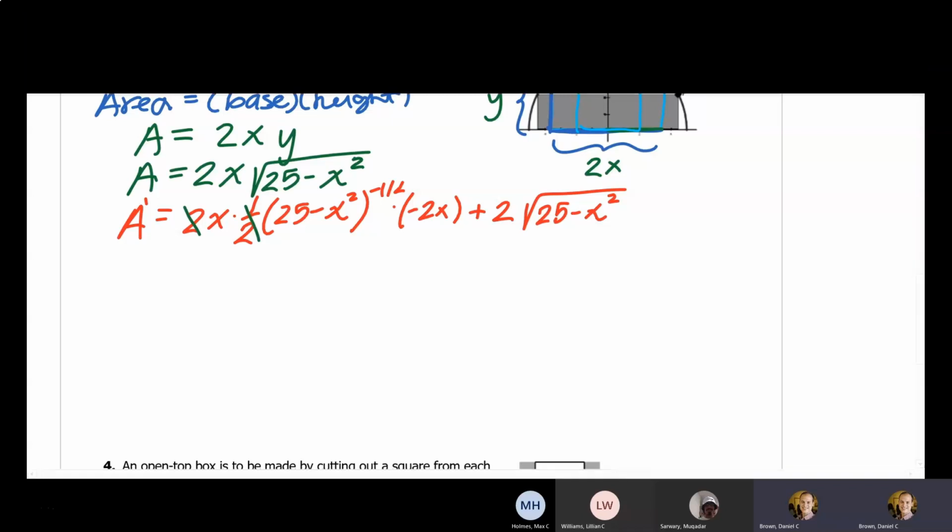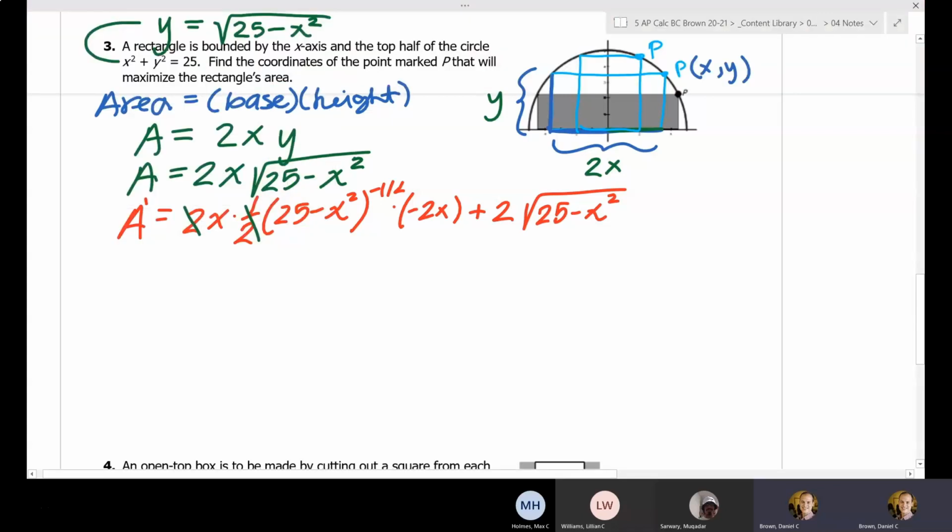When I say fancy factoring, I'm looking for a GCF that I can pull out of this derivative. We really just technically have two terms here. In that first and second term, looking at the numbers, they both at least have a 2 in common, so I can pull that on the outside. What else do they have in common? They both have this 25 minus x squared binomial. When we pull out a GCF, we always pull out the smallest exponent. The smallest exponent is technically this negative 1/2, so I'm going to pull that on the outside.